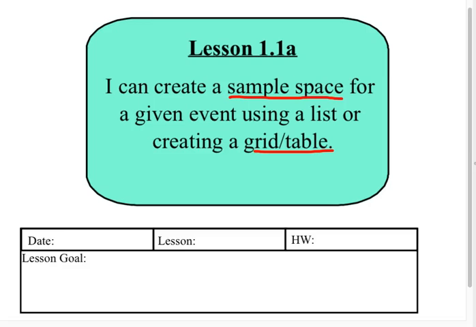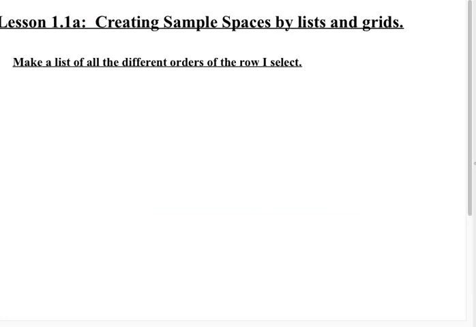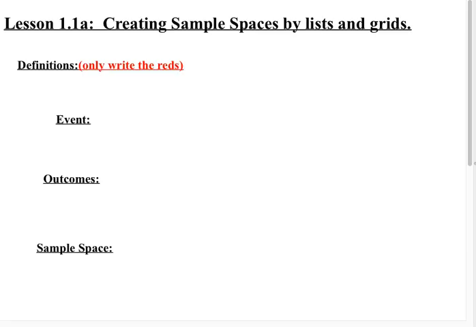If you look at the blue packet on the front, you're going to fill in a learning goal, and that is: I can create a sample space for a given event using a list or by creating a grid or table. We're going to skip this part and move on.